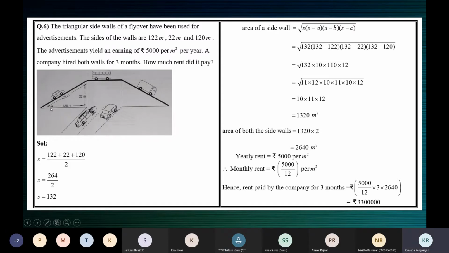So see, when you regard this as the base, the altitude should fall from the opposite vertex. This is the opposite vertex and this is the altitude from there. Or if you regard 22 as the base, this is the opposite vertex. And see, the altitude falls from the opposite vertex on 22.